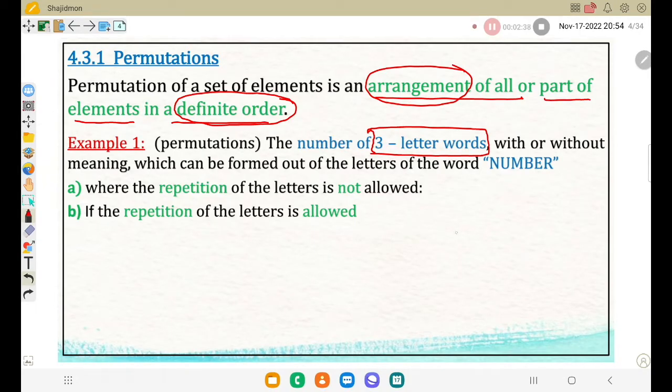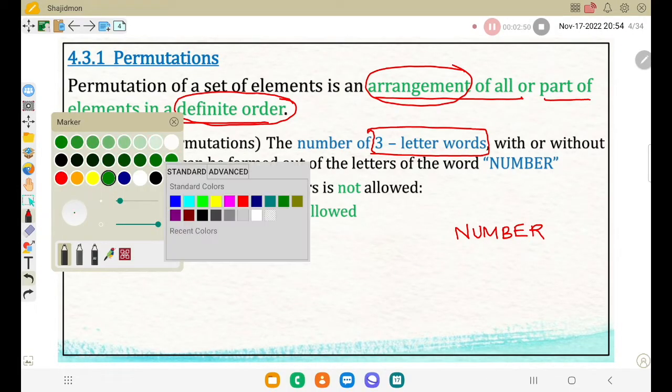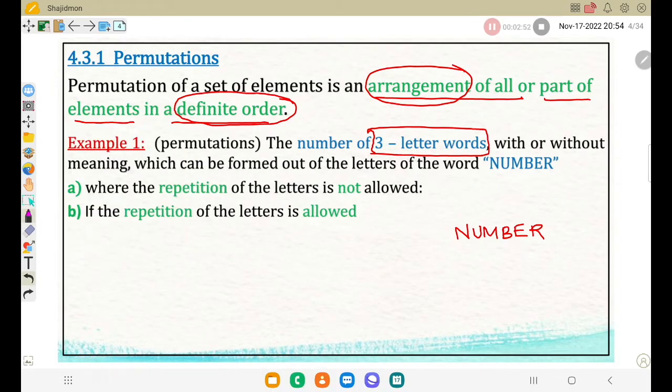So you can see here, we can simply understand this idea. What is the word here? NUMBER, N-U-M-B-E-R, correct? Now, how many letters are there in this word? You can calculate that: 1, 2, 3, 4, 5, 6 letters we have totally, correct? So totally 6 letters, but using these 6 letters we need to create 3 letter words.